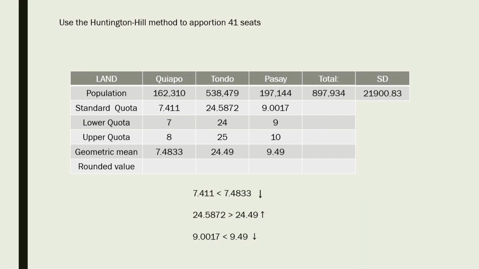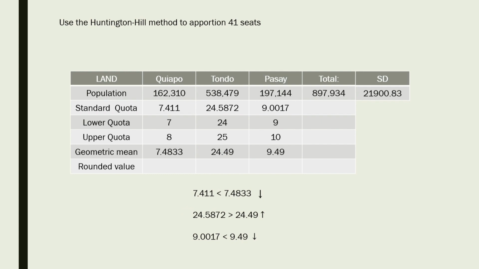Our initial allocation comes from comparing the quota to the geometric mean. Again, if the quota is bigger than the geometric mean, then we round up. If the quota is less than the geometric mean, then we round down. So in this case, in Quiapo, the quota is smaller than the geometric mean, so we round down. Here in Tondo, the quota is larger than the geometric mean, so we're going to round up. Here in Pasay, my quota is less than the geometric mean, so we're going to round down.